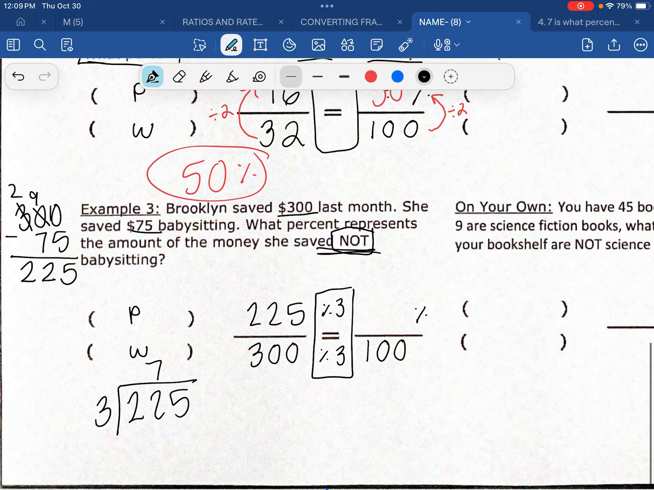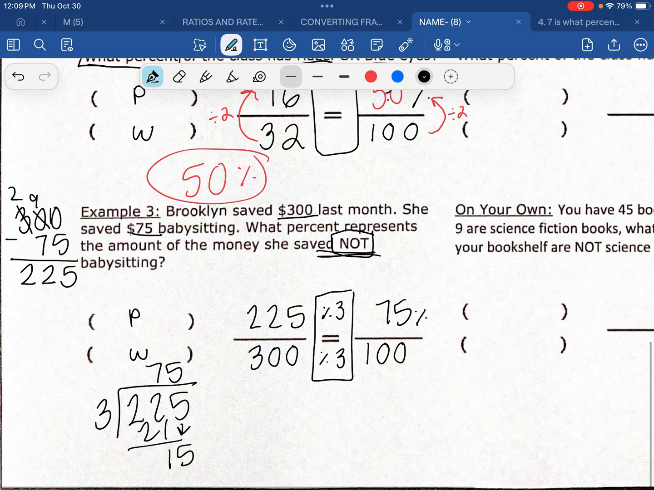Okay, 3 times 7 gives me 21. Bring down my 5. 3 can go into 15 5 times. So that means 75% of her money was saved by not babysitting, so doing some sort of other chore or job.